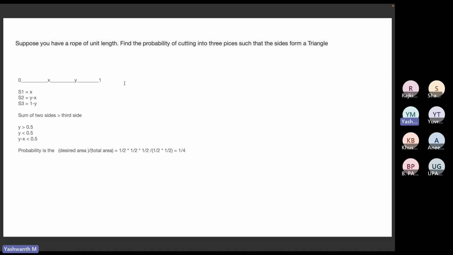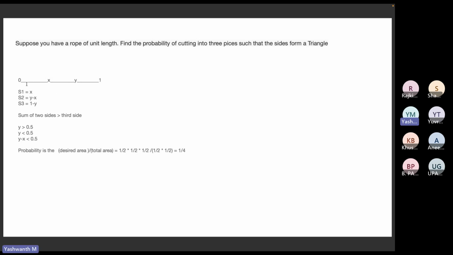And as I said, this is a complicated question if you see it for the first time, so I'll go ahead and explain it. You treat 0 to 1 as a real line. Imagine the real line as a rope, 0 to 1, because 1 is the length of that rope. You make the first cut at point x and the second cut at point y. So by definition, y is greater than x.